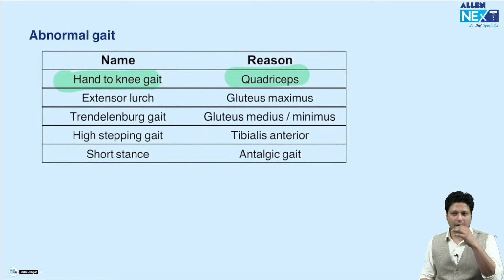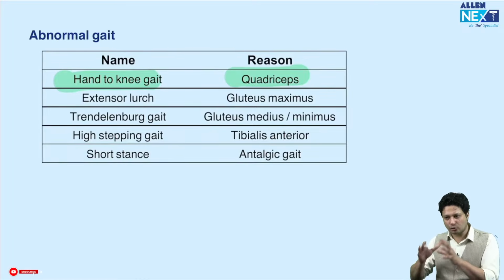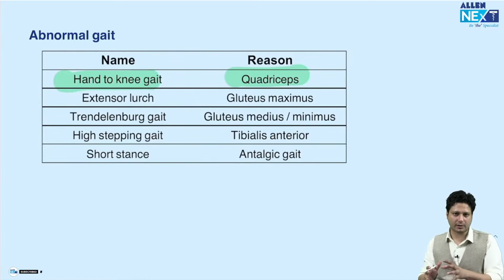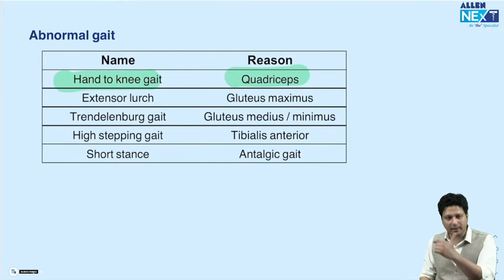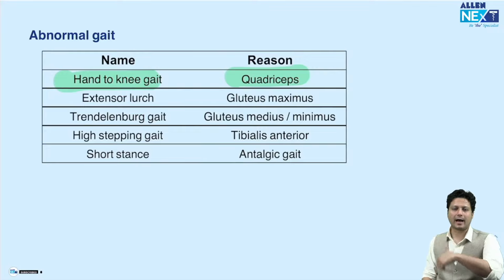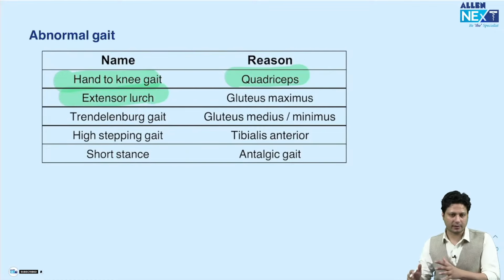If the patient has quadriceps weakness, you won't be able to extend the knee while weight bearing. So the knee will thrust into flexion, and that flexion thrust is prevented by the patient placing a hand on the knee. Keep it extended and complete the stance phase of the gait. So hand to knee gait is because of the quadriceps weakness.